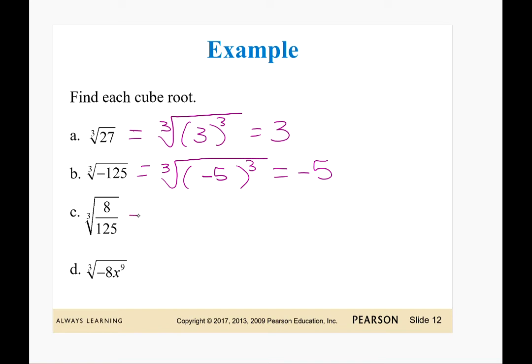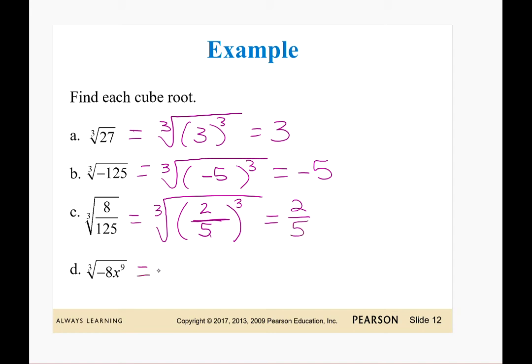All right, fractions work the same way. We want to see, is 8 over 125 a perfect cube? Is 8 a perfect cube? Yes, it is. That is 2 cubed. Is 125 a perfect cube? Yes, it is. That is 5 cubed. So our fraction here is a perfect cube. The cube root and the cube will undo each other, and I am left with my base of 2/5.